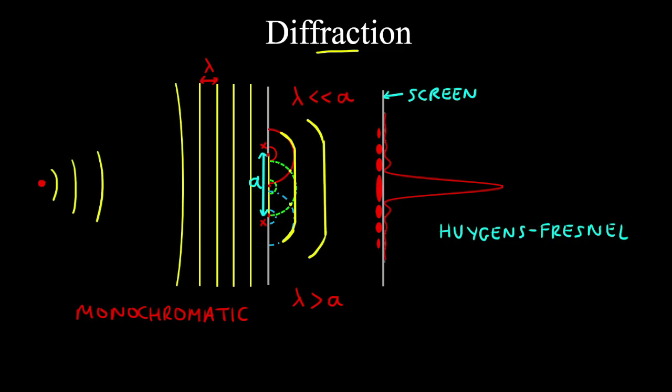So the interference pattern here, due to the interference of those wavelets, consists of bright and dark spots on the screen. And this is a plot of the light intensity, which is the highest in the middle and drops off as we move away from the middle of the aperture. And we'll analyze this in a bit more detail.